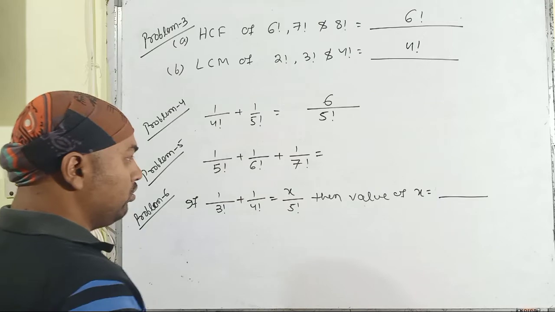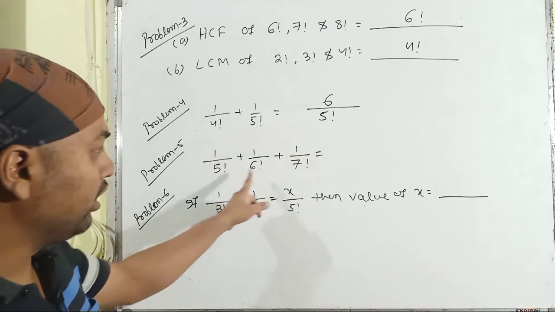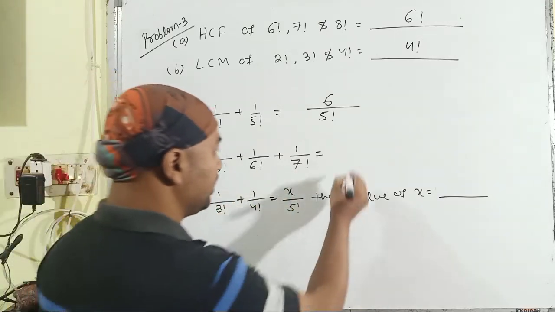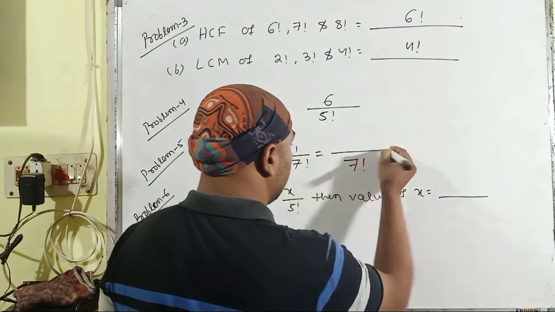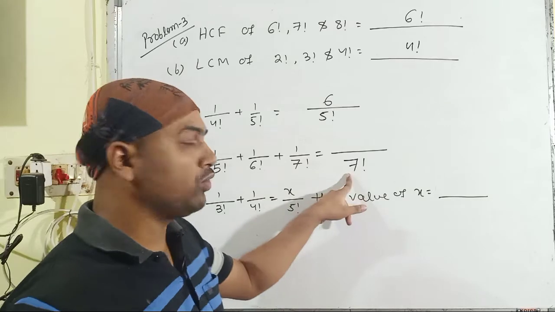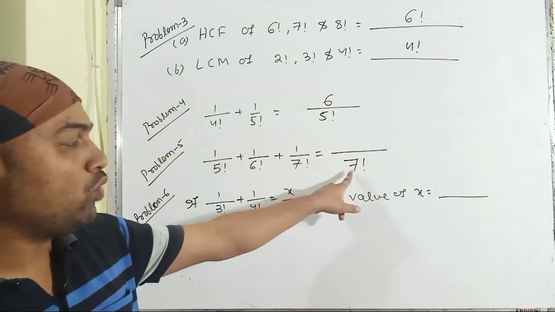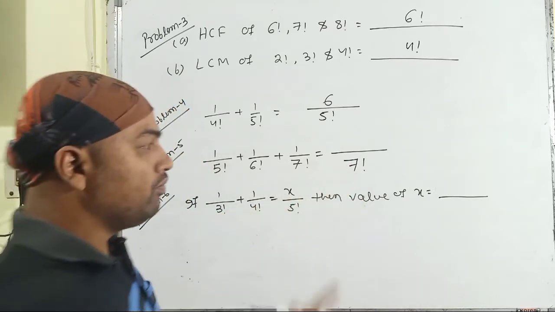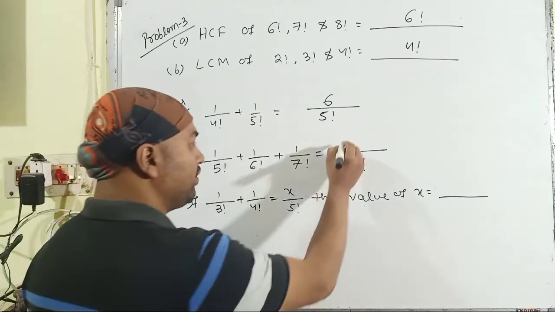First of all, you have to consider the LCM, and the LCM is the greatest factorial. That means it is 7 factorial. Then you have to write down the next term of the square of the denominator number. That means the square of 7, it is 49, and its next term, that is 50.